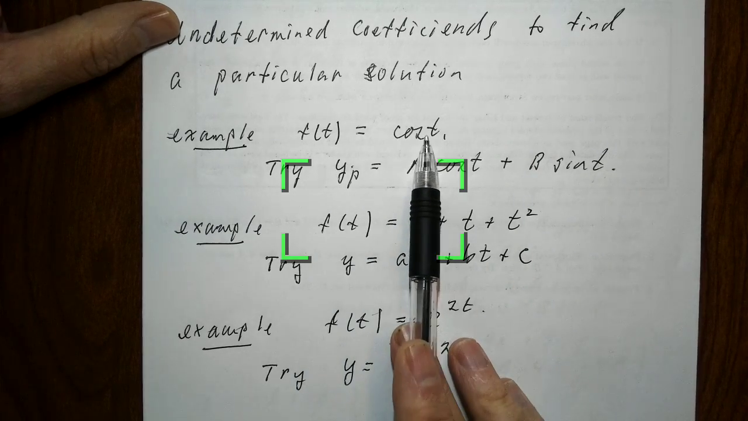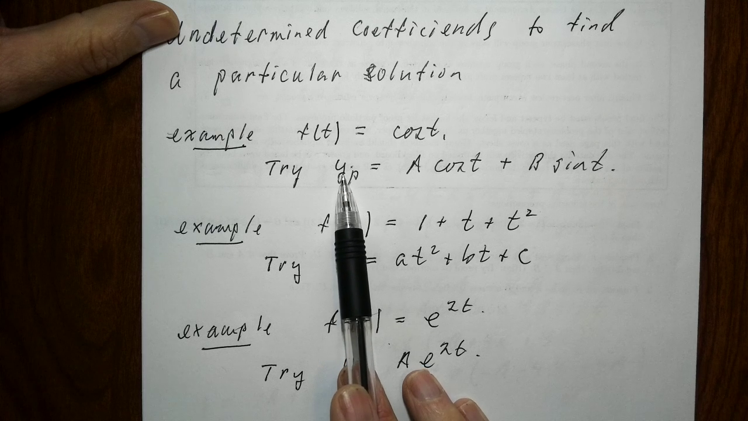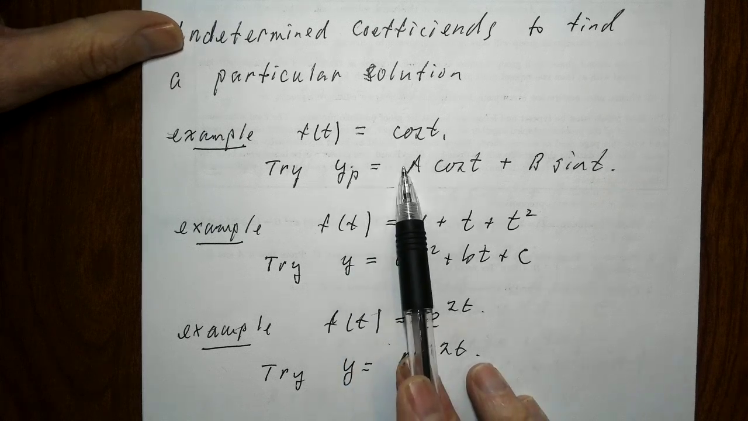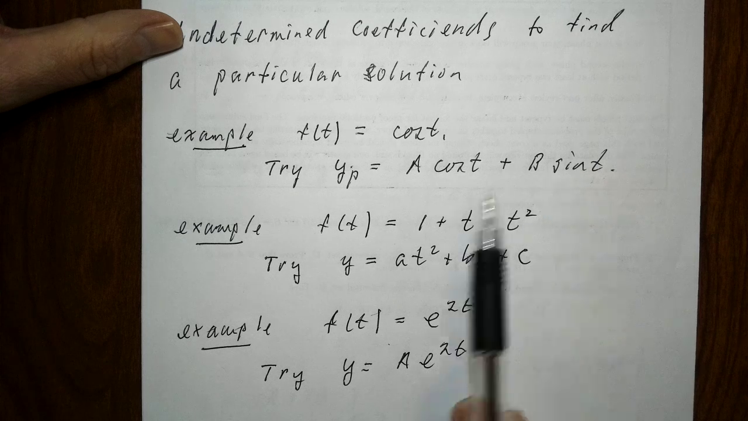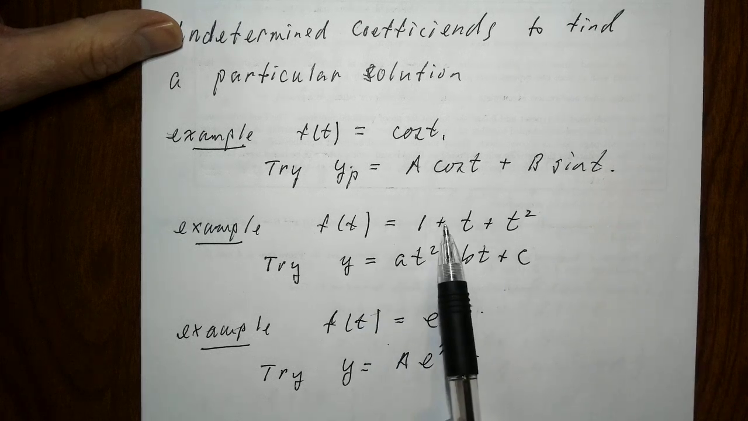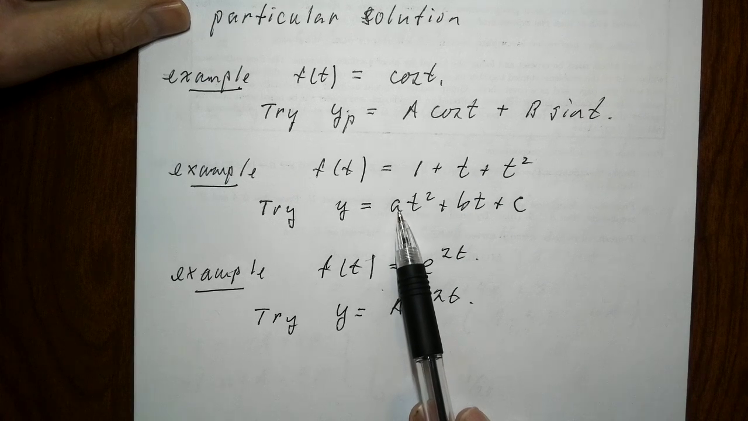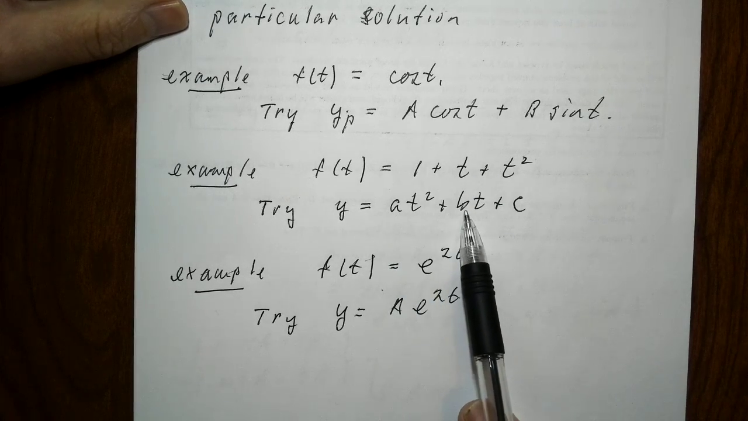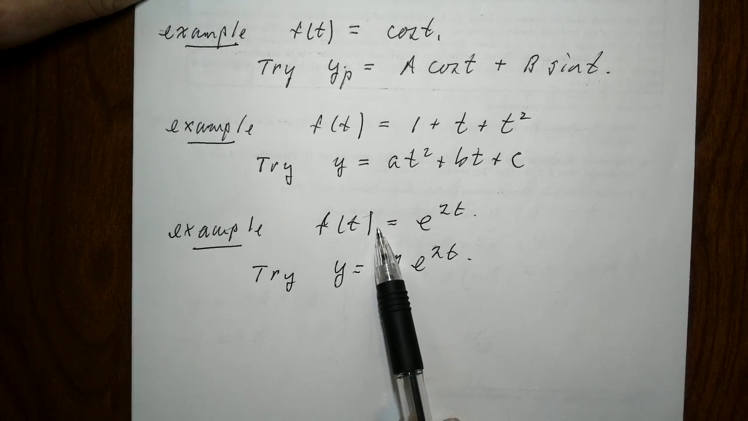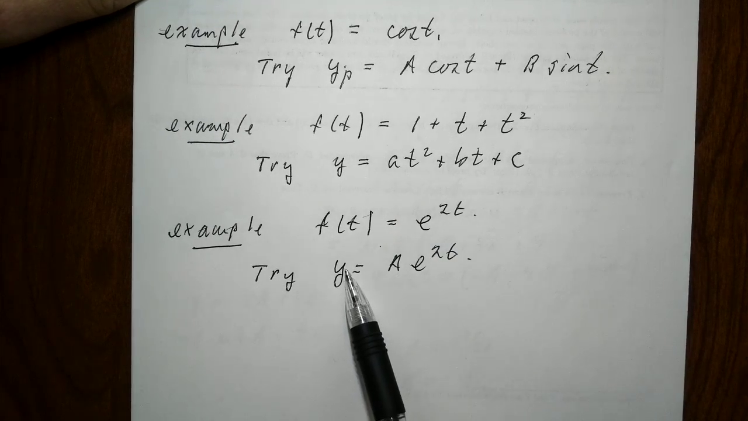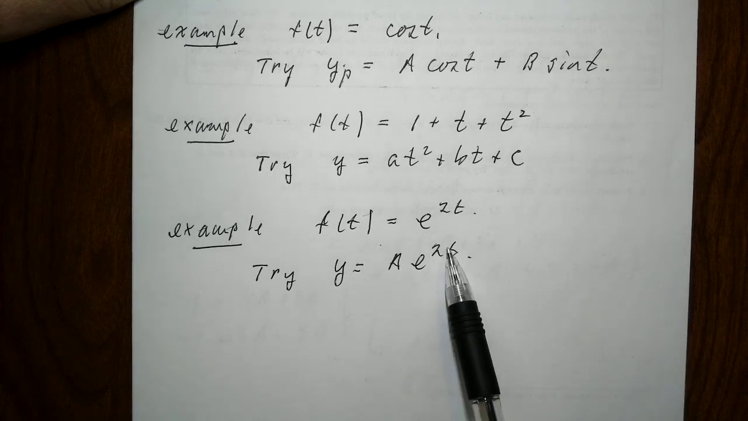Suppose our forcing term is a cosine. We might try our particular solution, y sub p, to take the form a cosine t plus b sine t. If our forcing term on the right side was quadratic, 1 plus t squared, we might try letting y be a t squared plus b t plus c. If the function on the right side was e to the 2t, we might try a function of the form y equals A e to the 2t.